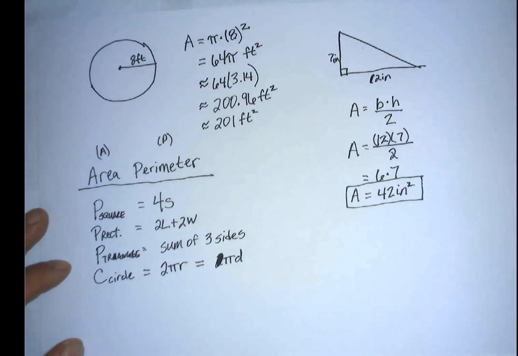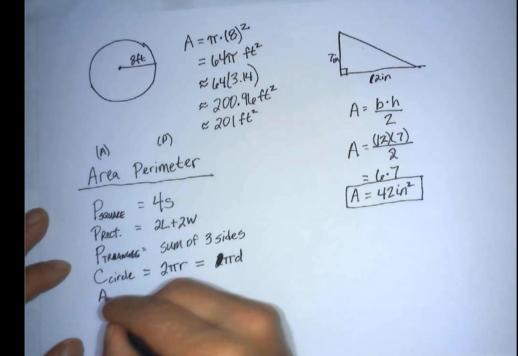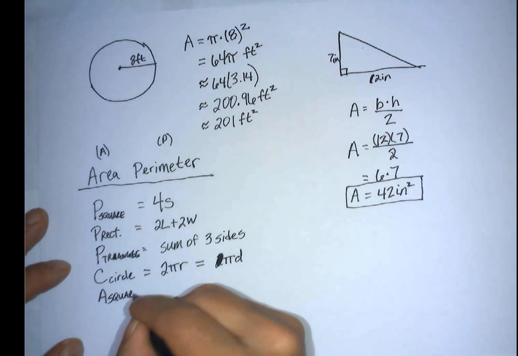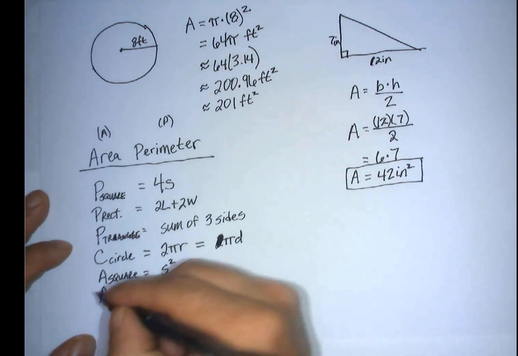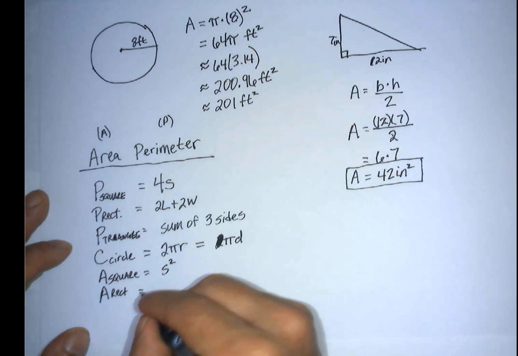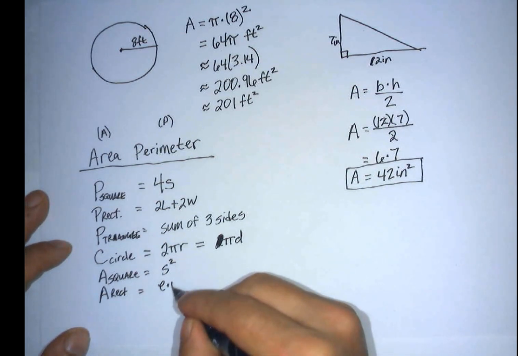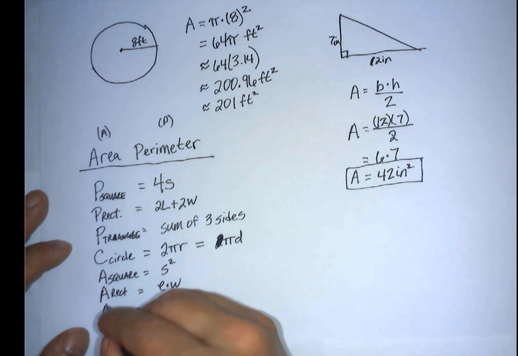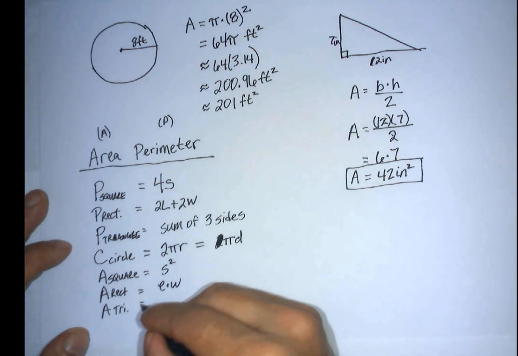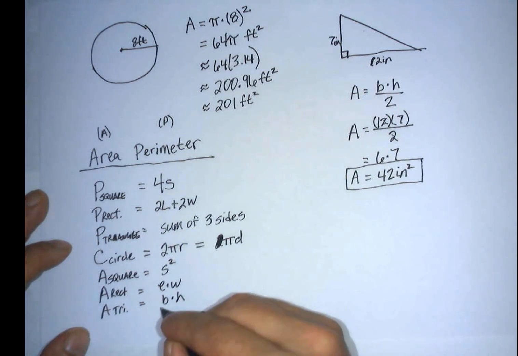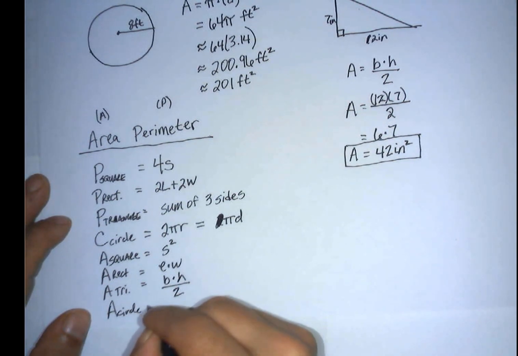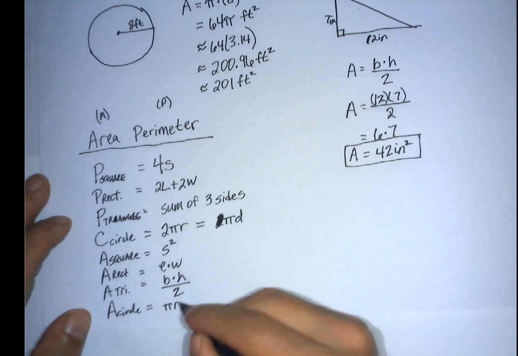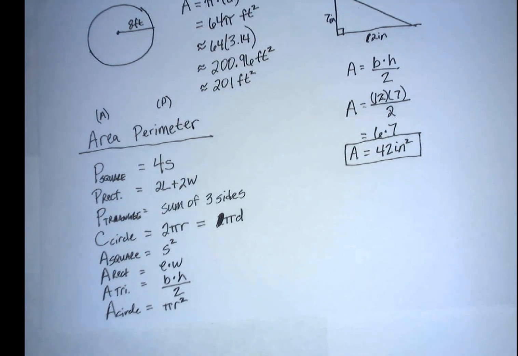Pi d. The area of a square is the side squared. The area of a rectangle is length times width. The area of a triangle is the base times the height divided by 2. And the area of a circle is pi r squared. And that is a review of basic geometric figures.